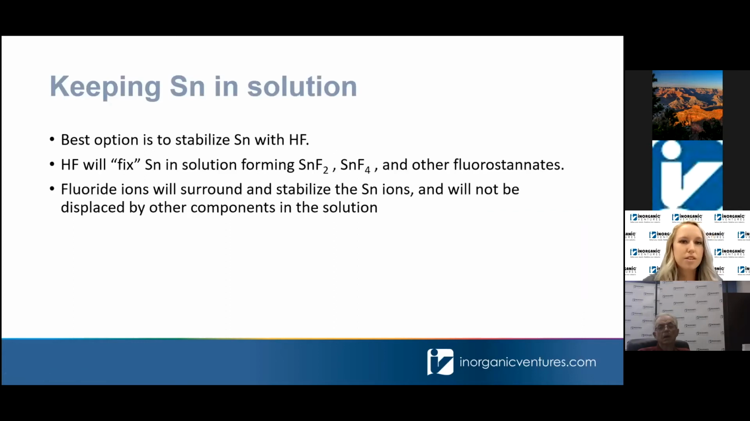So the best option for stabilizing tin in solution is hydrofluoric acid. The HF will fix the tin in solution by forming fluorostannates, and that's going to eliminate any future issues for oxidation or hydrolyzing your tin out of solution.